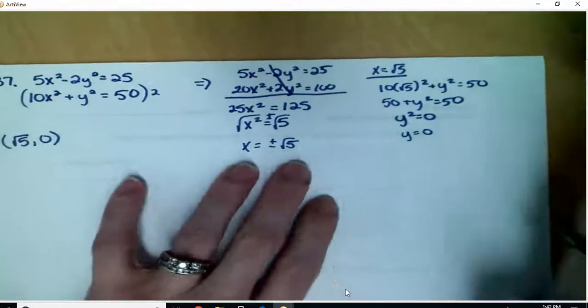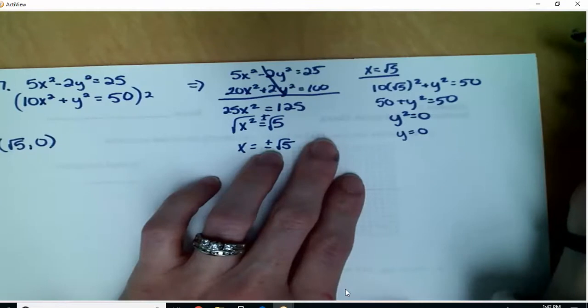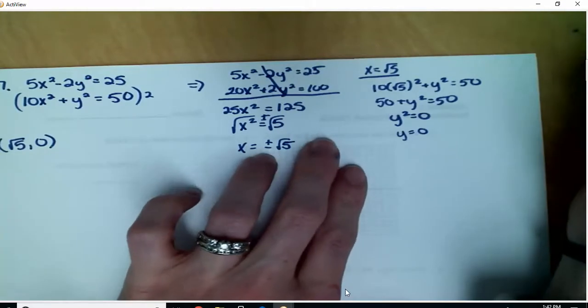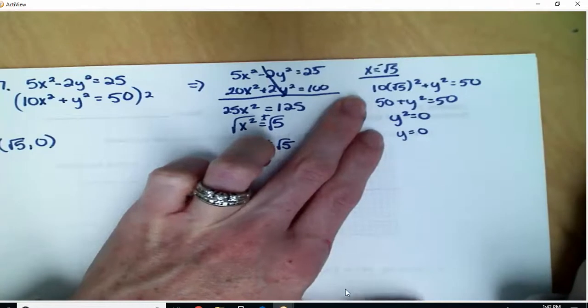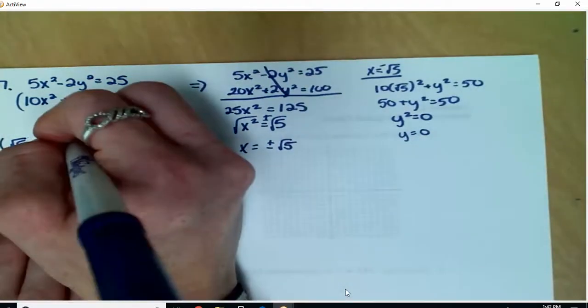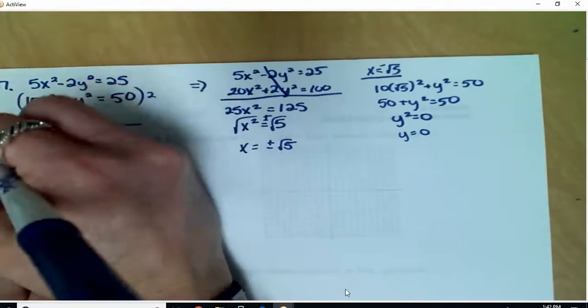What happens if you plug in a negative radical 5? You get the same thing, don't you? Because you end up squaring, which makes it positive. So for the sake of time, I'm not going to write that all out. But when you put in negative 5, you also get the 0.